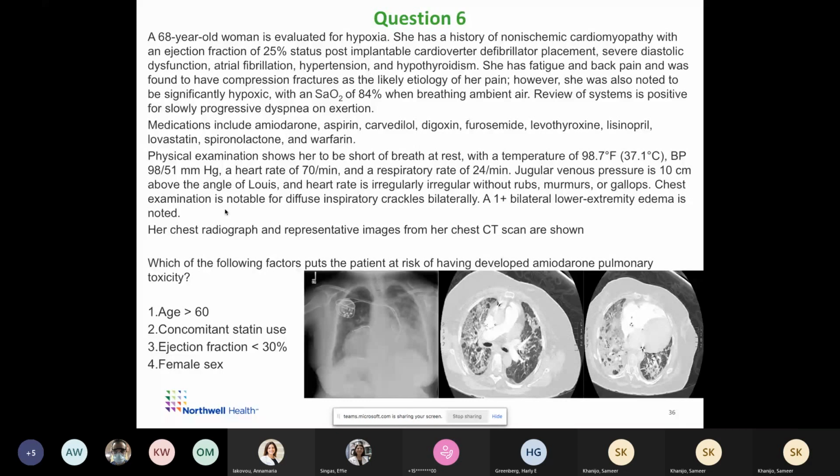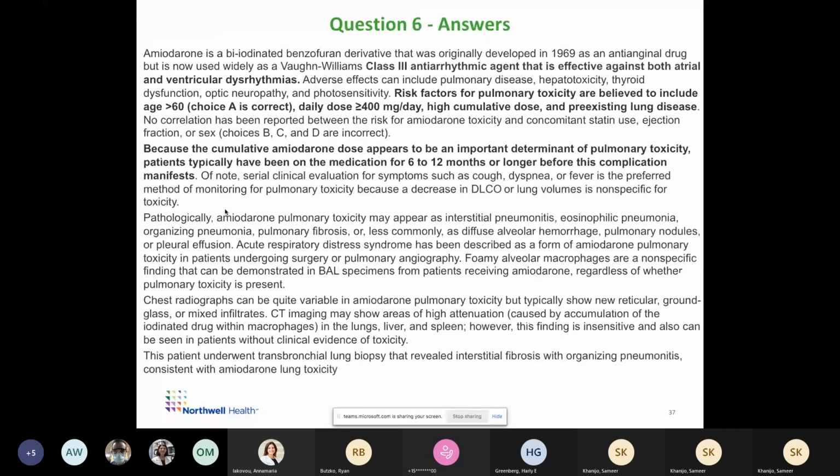I'm probably wrong. I think it's either the age or female sex. I'm going to say it's the age. Right. So I think it's easy for us to probably look at this and say it's probably not the statin use. Her EF of 30% also doesn't play a part, but you're right. I think age is the correct answer.